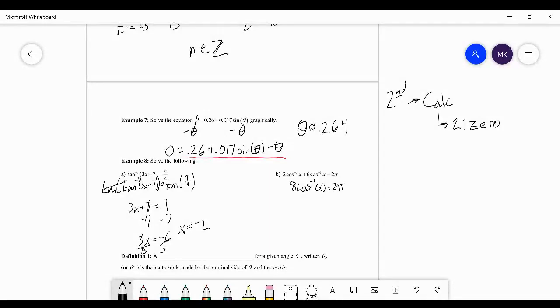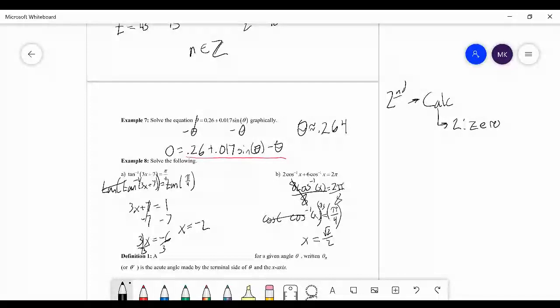I don't want to take the cosine of both sides yet. I just want to simply divide by 8, giving me inverse cosine of x equals pi over 4. Now I want to take the cosine of both sides of this. Cosine and inverse cosine cancel. We get x equals simply cosine of pi over 4, which is the square root of 2 over 2.